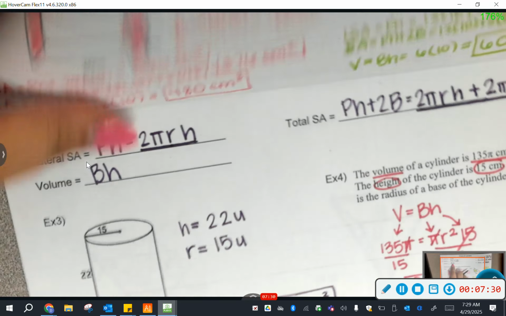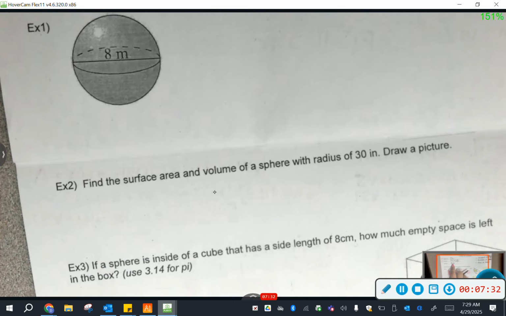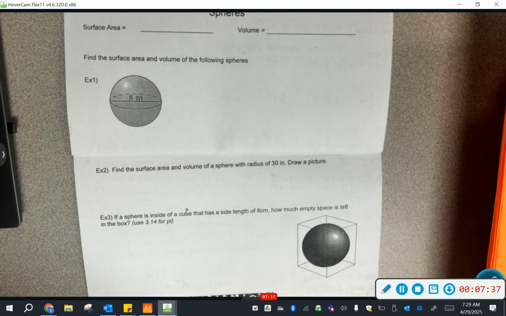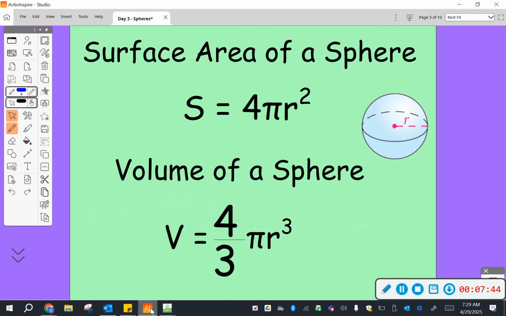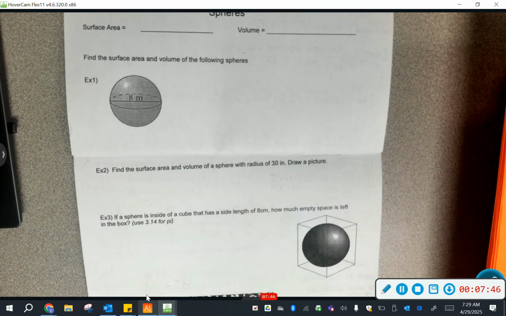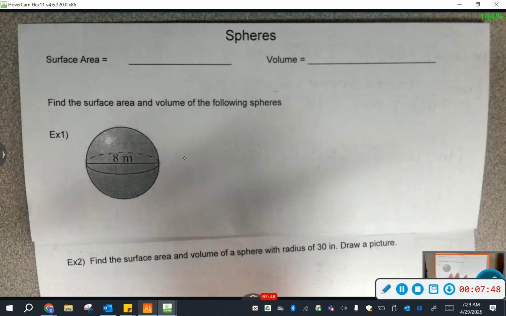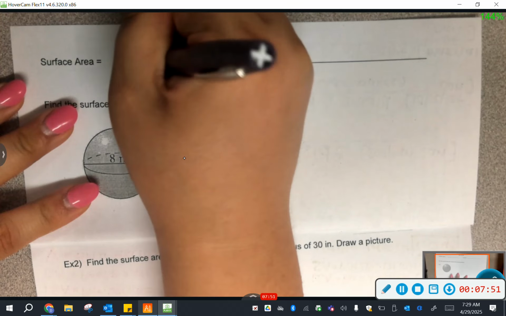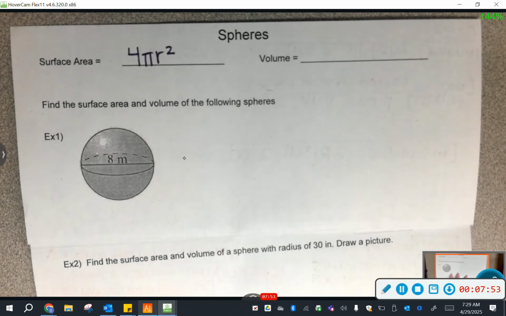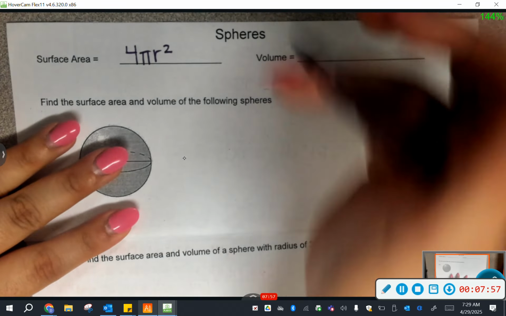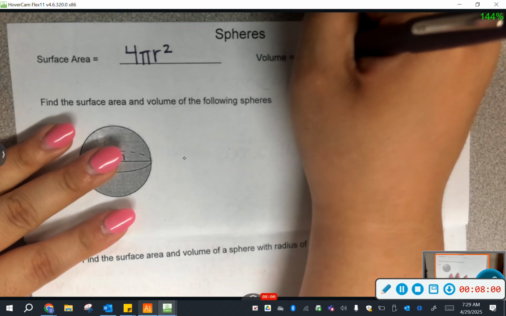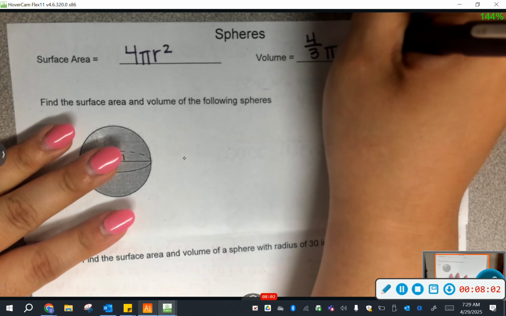So, if y'all can flip to the first flap, we are going to do these 3 examples, and then that's our notes today. So, the surface area of a sphere, does it kind of look familiar? Yes. Instead of just pi r squared, it is 4 pi r squared. And the volume of a sphere is 4/3 pi r cubed.